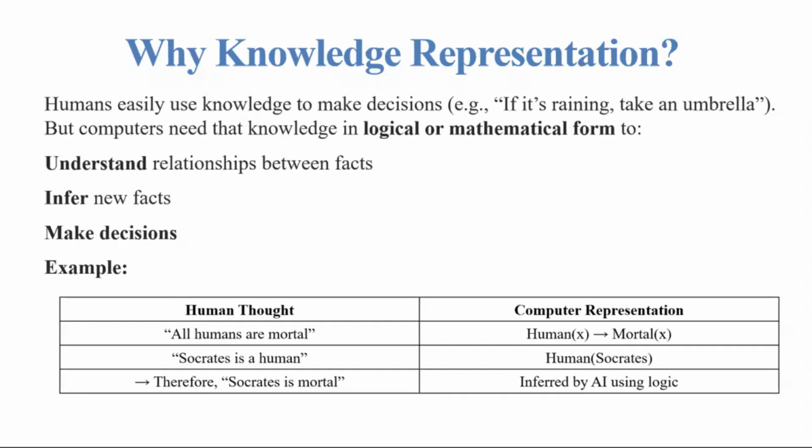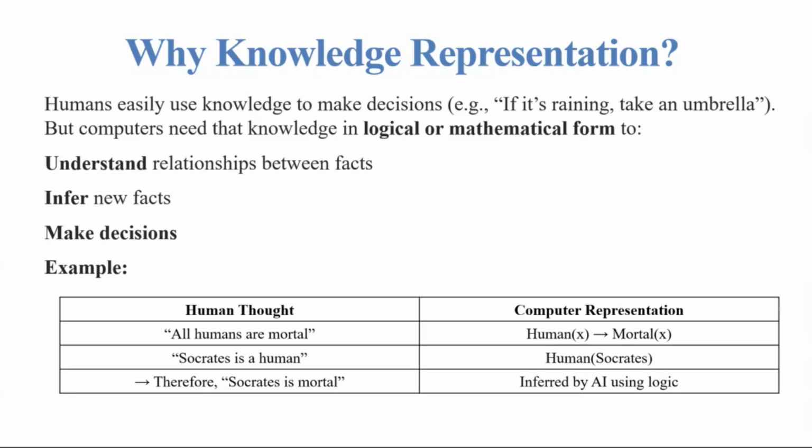This simply means if X is a human, then X is a mortal. Next, we write human(Socrates). This tells the AI that Socrates belongs to the category of humans. Using logical reasoning, the AI automatically concludes mortal(Socrates). This process is called inference.